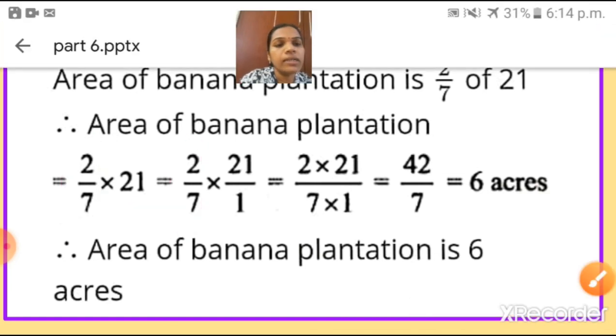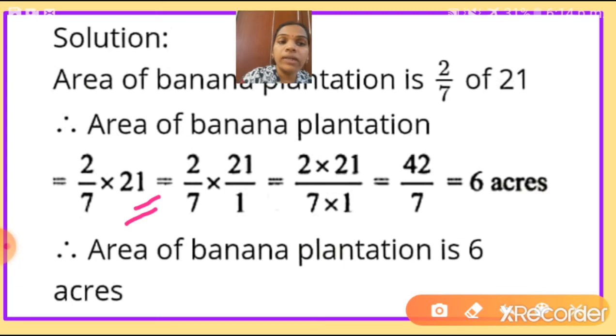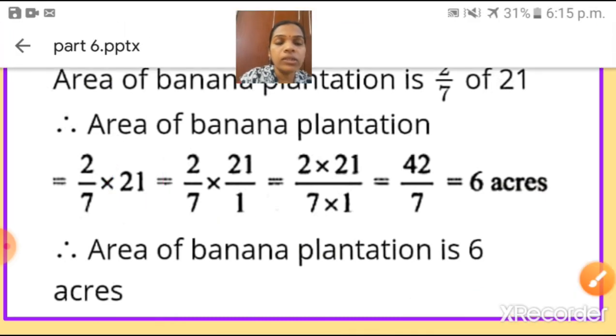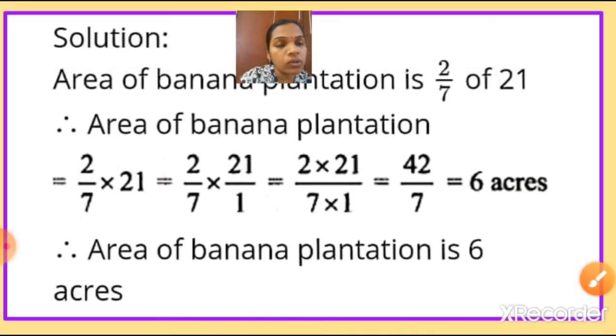Here 21, as I told you, 21 is the whole number. So this whole number 21 is the numerator. So which number will come as denominator? Yes, for any whole number, what is the denominator? Denominator is 1. Already I told, isn't it? So 2 upon 7 into this 21, you can write 21 upon 1. Understood this step? If any whole number is given, what is the denominator of that whole number? Denominator of the whole number is always 1.